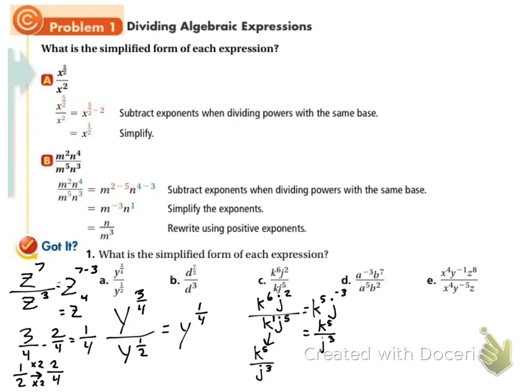Okay, let's try D. I'm going to switch colors here. There are 2 different ways you can do this one also. Okay, we can just do the regular subtracting. So we've got a to the negative 3, b to the 7th over a to the 5th, b squared. So negative 3 minus 5 gives us negative 8. So this is a to the negative 8th. And then for b, we get 7 minus 2, which is 5. And then we need to move this. So b to the 5th stays on top, and a to the 8th moves to the bottom.